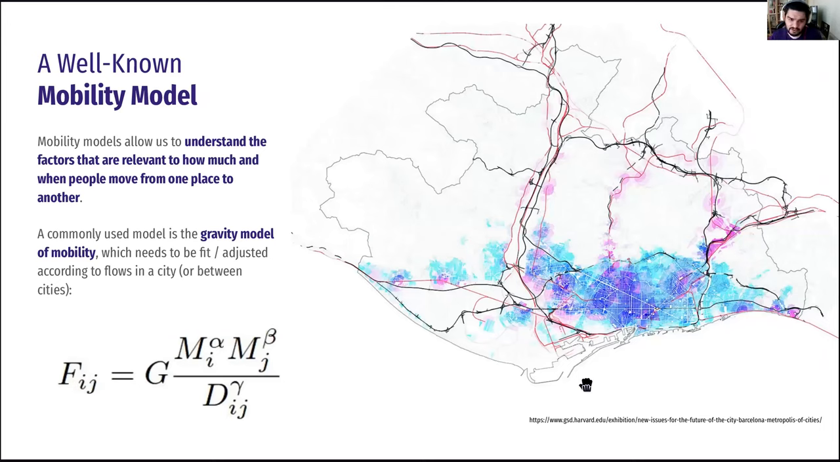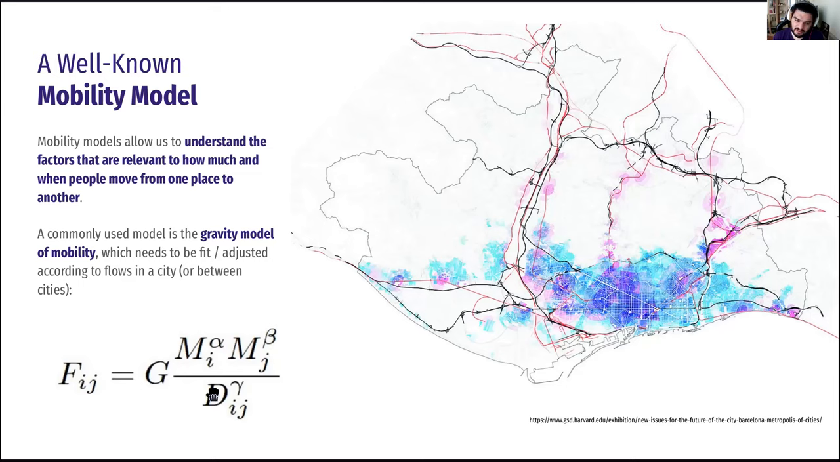And I mentioned data-driven mobility models. So what is a mobility model? Essentially, a mobility model is an equation or a set of equations that allows you to predict one or even the two of the concepts that I mentioned in the previous slide. Perhaps the most famous mobility model is the gravity model of mobility.